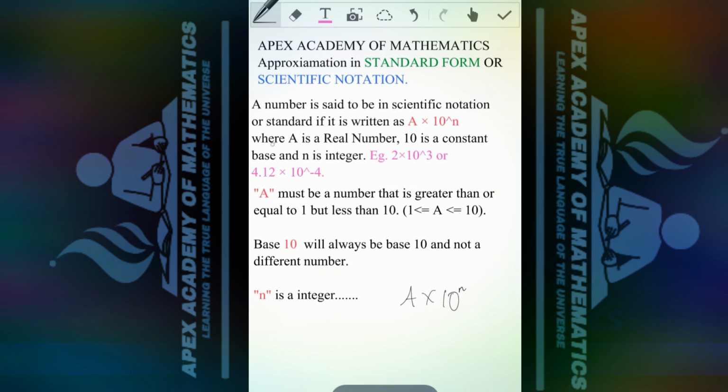All right, now it says here that a is a real number, and of course do check my channel for the different types of numbers. I will be explaining to you concepts of real numbers, whole numbers, integers, rationals, irrational numbers, and so forth. So do look for that video in my playlist below. So a is a real number, means it's a number that could either be a decimal or a whole number. All right, 10 is a constant base, meaning that it will never be times 9, times 8, times 7, times 15. It's always going to be a constant base of times 10. And of course n is an integer.